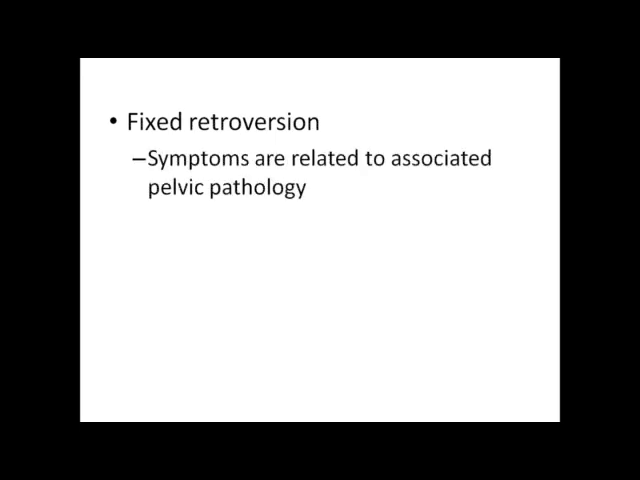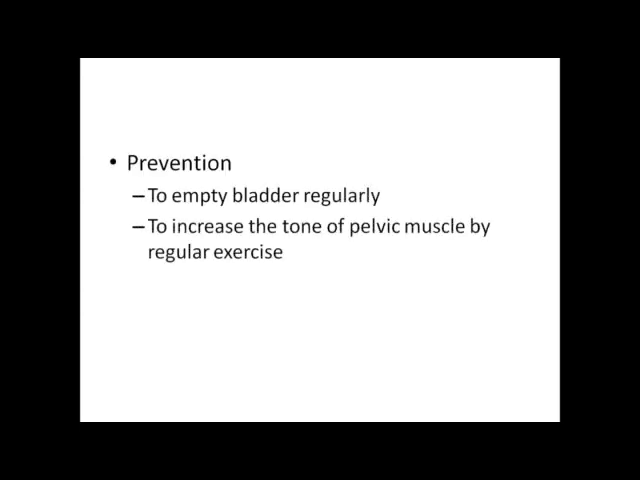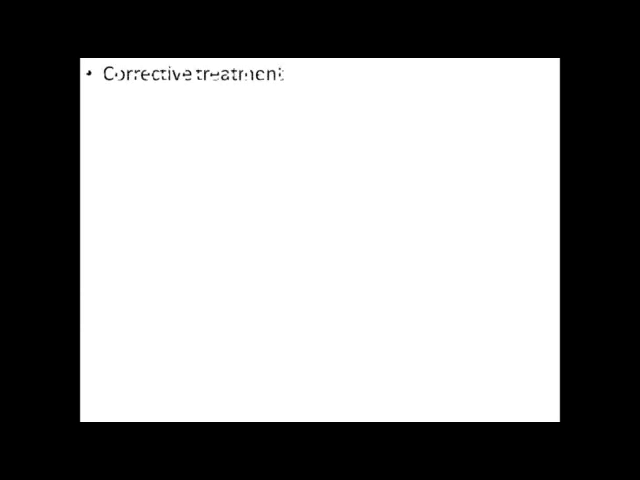In fixed retroversion, symptoms are related to the associated pelvic pathology. Menstrual abnormalities like menorrhagia, congestive dysmenorrhea, chronic pelvic pain or dyspareunia. Prevention: empty the bladder regularly, increase the tone of pelvic muscles by regular exercise, and encourage lying in the prone position for half to 1 hour once or twice daily for 2 to 4 weeks.